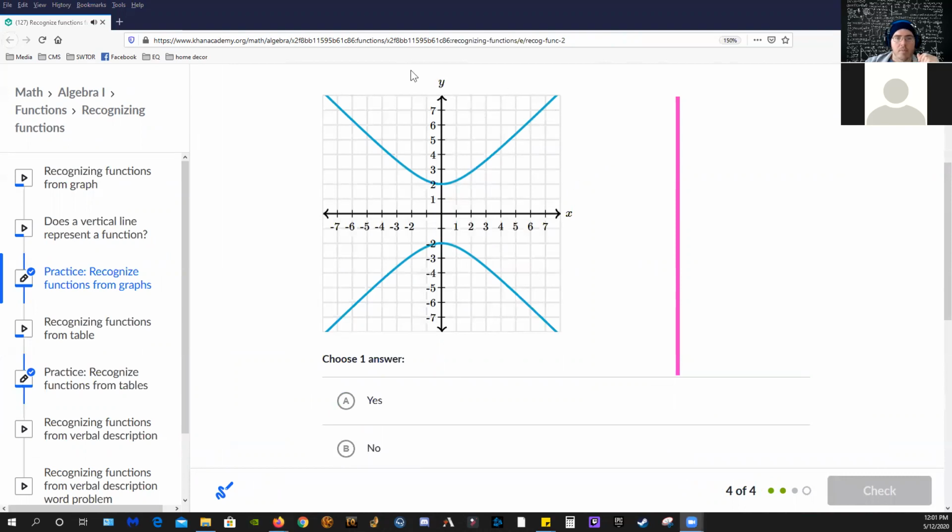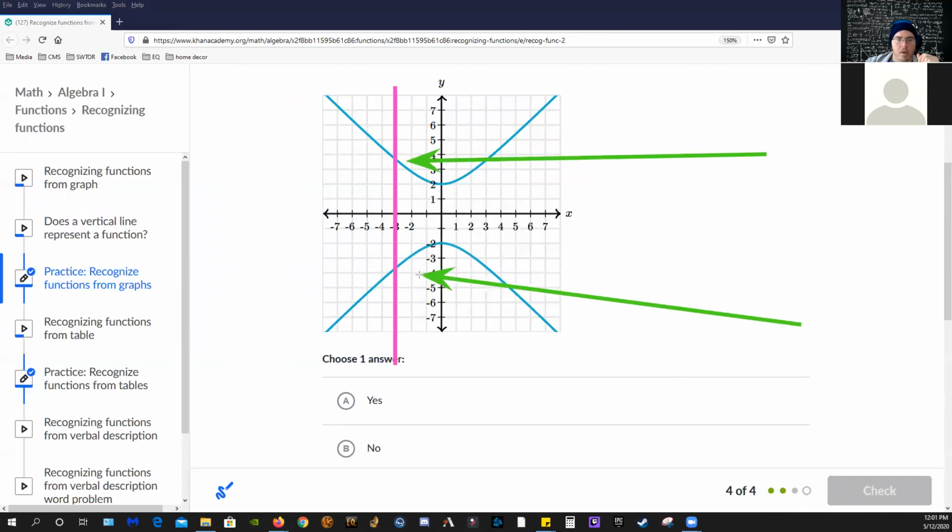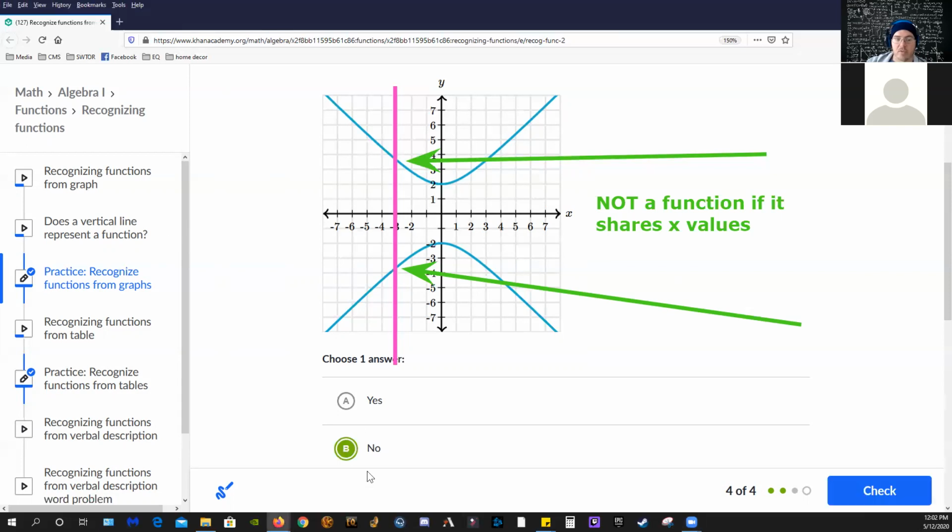So this one has a problem. Let me draw some arrows to show you what I mean. Okay, so look right here. And look right here. Okay. So why is this important? You're only allowed to use x values once in a function. That's a rule. So in this case, they're trying to use the x value twice. So that is no bueno. So that is not a function.